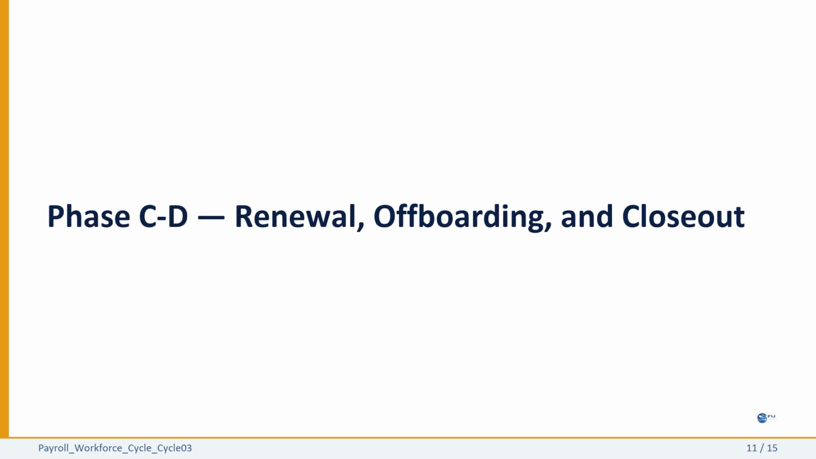Phase CD closes out the engagement. Step C11, Engagement Renewal, requires rerunning the independent contractor classification test. Do not auto-renew. If the relationship has drifted toward employment, set hours, exclusive engagement, company equipment, no defined end date, the correct action is to convert that person to employee status rather than continue the contractor arrangement.